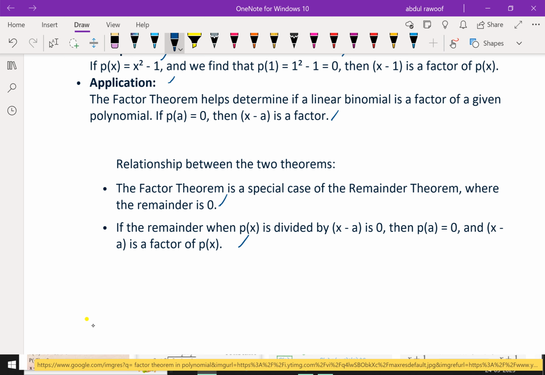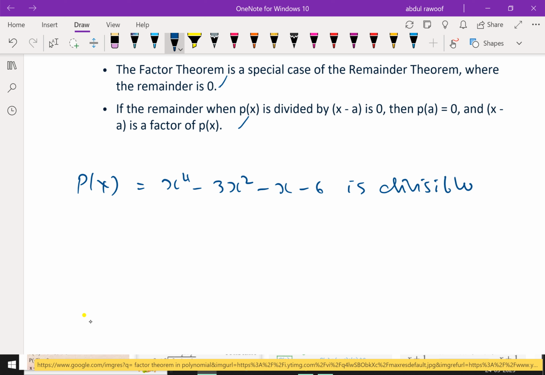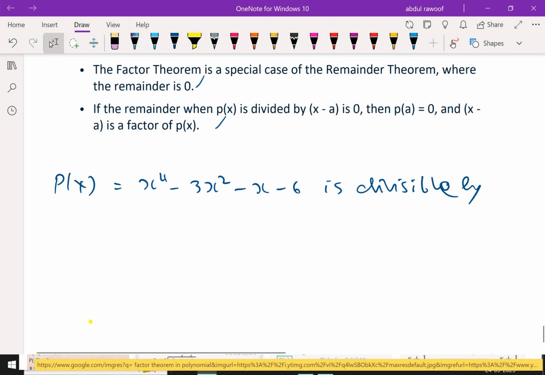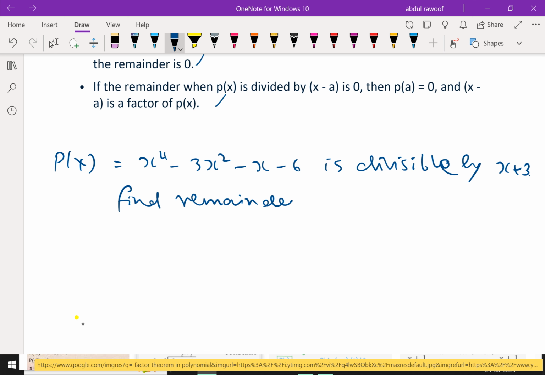Now let us do some small examples. Look here. If p of x equals x to the power 4 minus 3x squared minus x minus 6 is divided by the factor x plus 3, then find the remainder, without actual division.